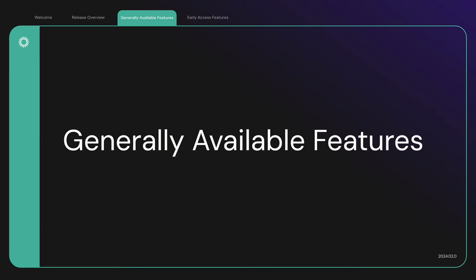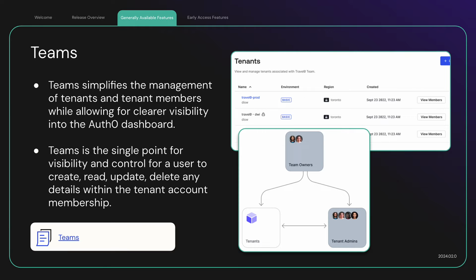Generally available features. Teams. Teams consolidates managing tenants, tenant members, and their access to tenants in one central place. We are happy to announce Teams environment and tenant management support for our private cloud customers. Enterprise customers can now view and manage environments and tenants that belong to both private and public clouds. Contact your technical account manager or support to provision Teams if you are an enterprise customer, and begin the journey of centralized visibility and control.